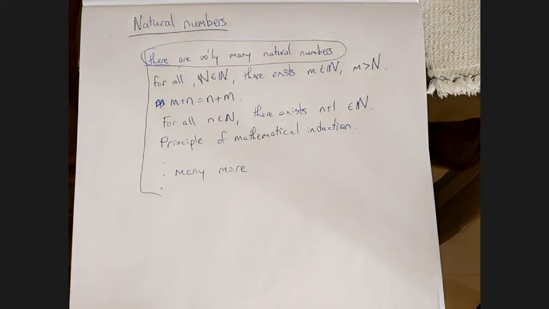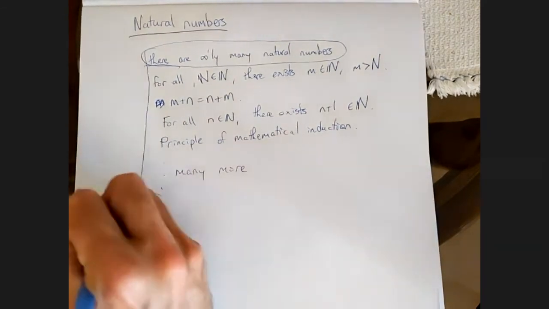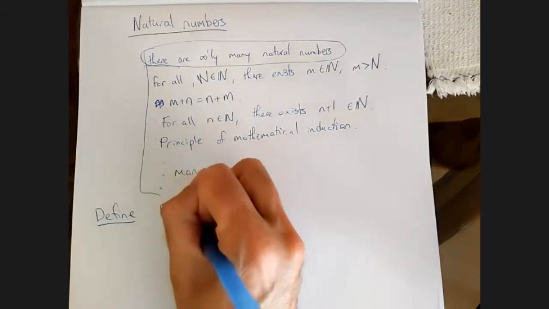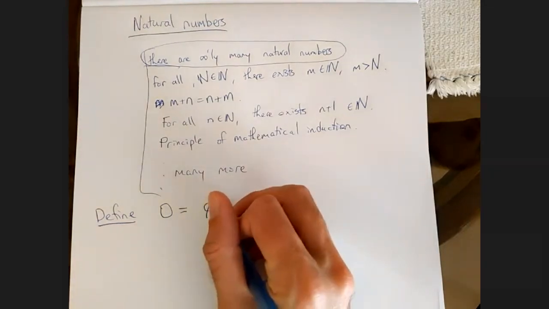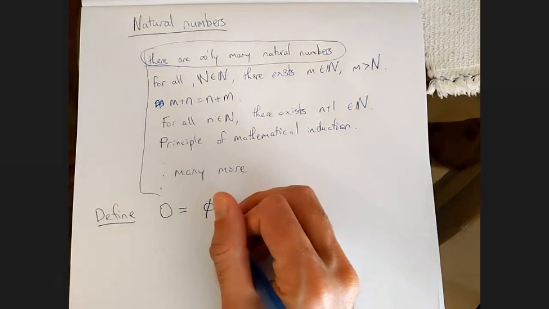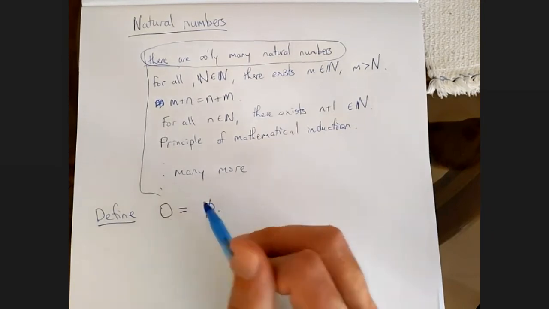So let's just make that a number. Define 0 to just be the empty set. This is one of the simplest examples of a set. So I guess that's good that it should correspond to a simple natural number.